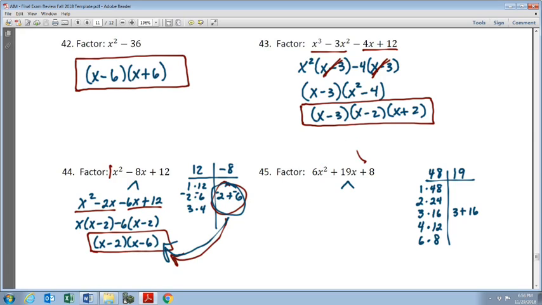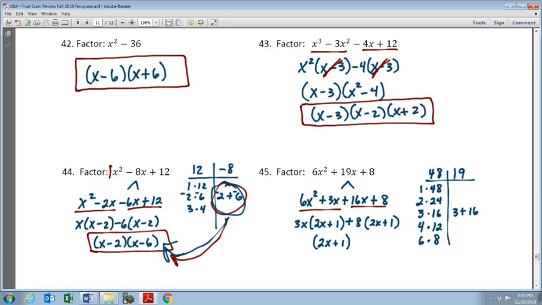I'm going to erase this up here. Alright, so let's bring down the 6x squared and split 19x into 3x plus 16x, and then bring down the 8. And for our first two terms, 3x would be our GCF, times 2x plus 1. So here we're going to expect to get a 2x plus 1, and 2x times 8 would be 16x, and notice 8 times 1 does give you 8. And so here we get 2x plus 1 times 3x plus 8.